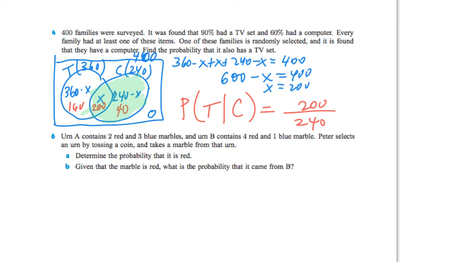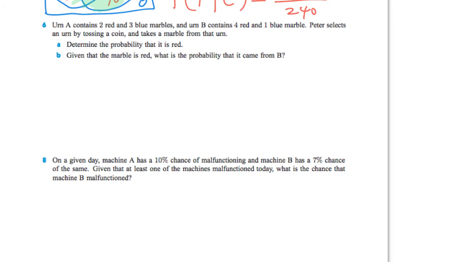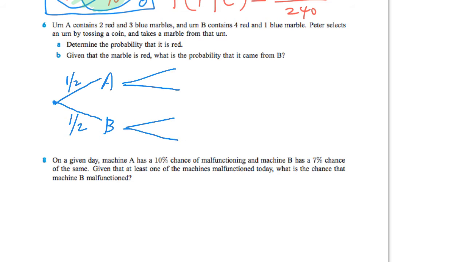Okay, next problem. Now we have urn A with 2 red and 3 blue, urn B with 4 red, 1 blue. Peter's going to select an urn by tossing a coin and then taking a marble. So toss a coin, then take a marble. That sounds like a sequence of events where a tree diagram would be handy. Toss a coin. Once I toss the coin, I'll have a 50-50 chance of picking A or B as my urn. Once I pick an urn, I pick a marble.